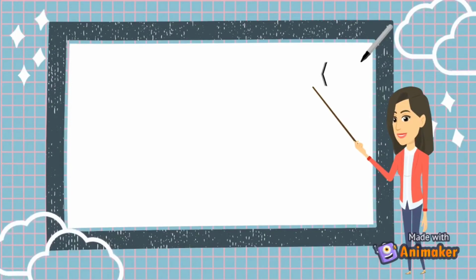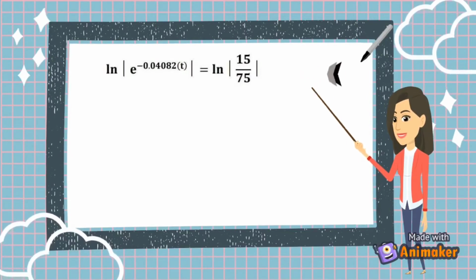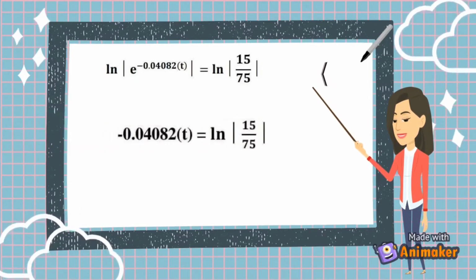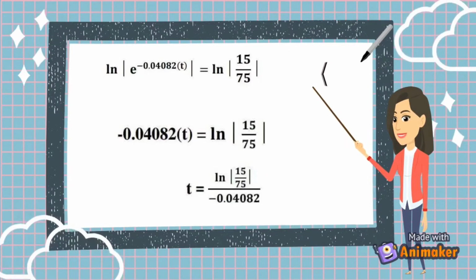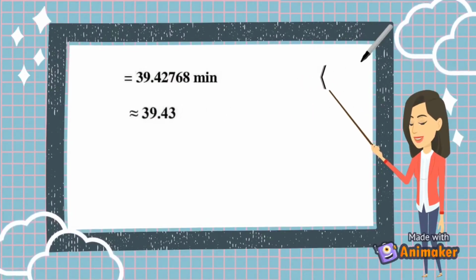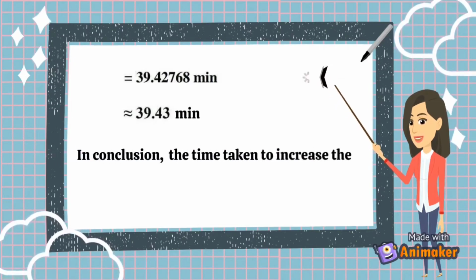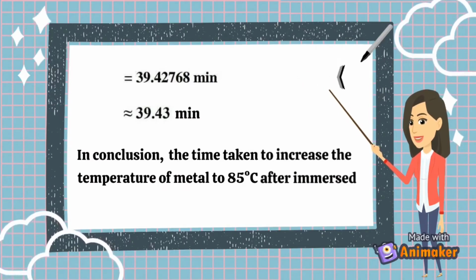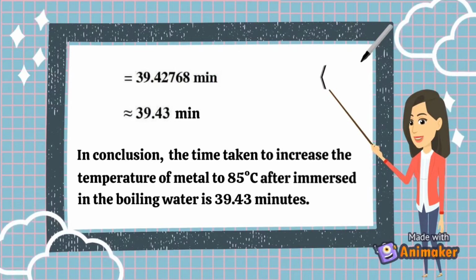And for both sides, we multiply by ln, which is we will get ln e to the power of negative 0.04082 multiplied by t equals to ln 15 over 75. Then we will get negative 0.04082 multiplied by t equals to ln 15 over 75. And then we will get the value of t, which is ln 15 over 75 divided by negative 0.04082. After that, we will get the value of t, which is 39.42768 minutes, and then we round off into 39.43 minutes. In conclusion, the time taken to increase the temperature of metal to 85 degrees Celsius after immersed in the boiling water is 39.43 minutes.